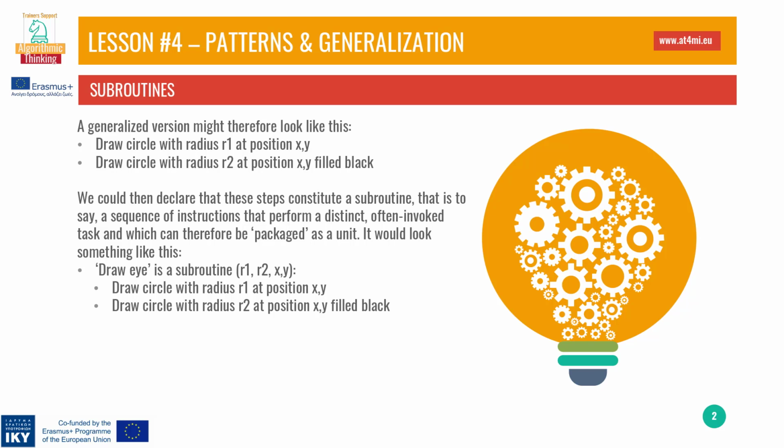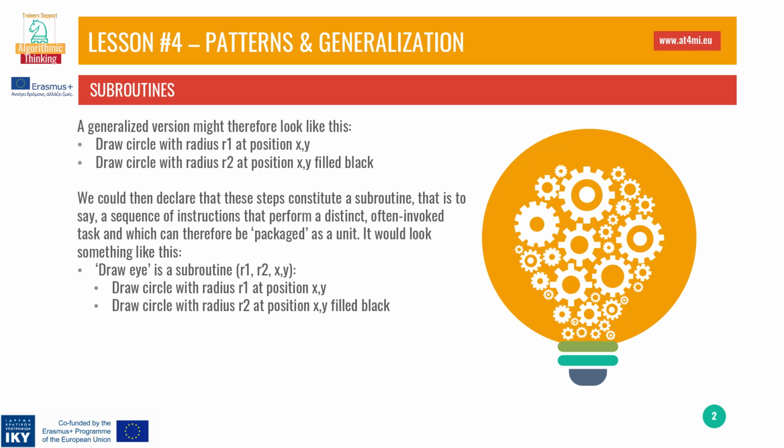As a reminder, a concrete example of drawing an eye looks like this. Draw circle with radius 6 at position 40, 40. Draw circle with radius 3 at position 40, 40 filled black. A generalized version might therefore look like this. Draw circle with radius R1 at position X, Y. Draw circle with radius R2 at position X, Y filled black.